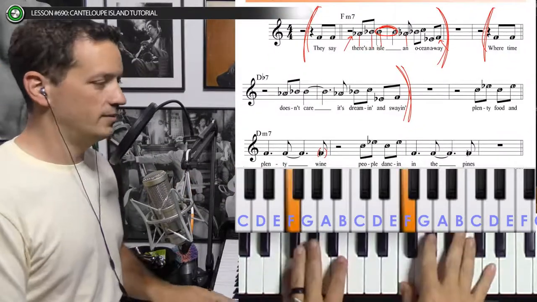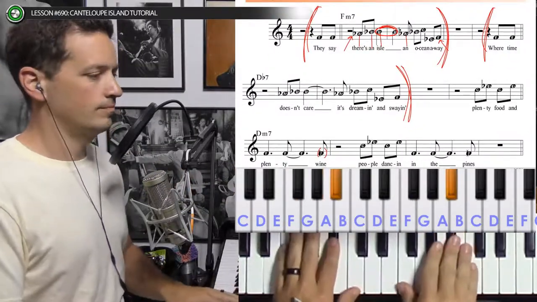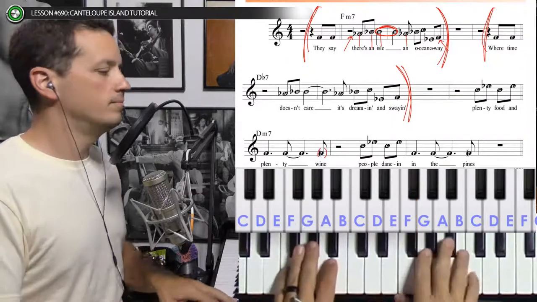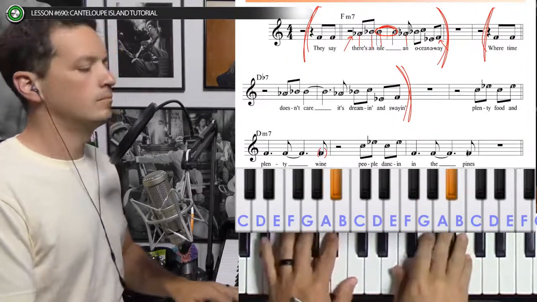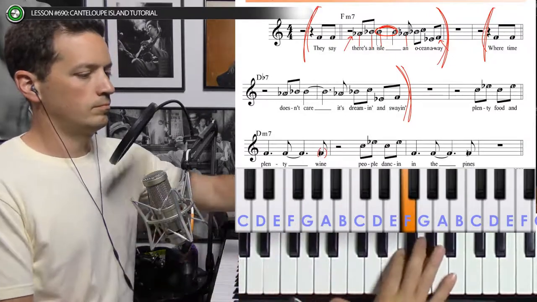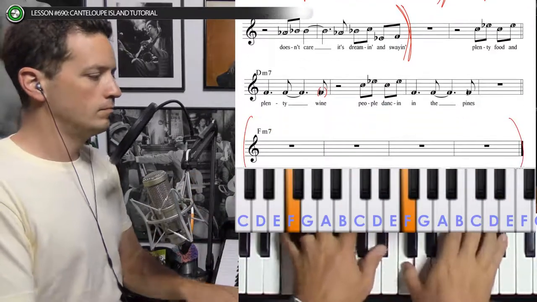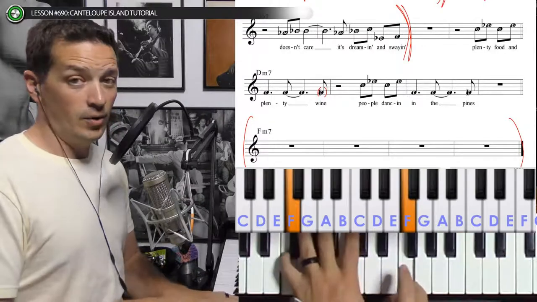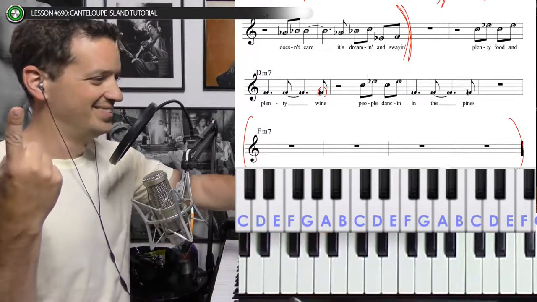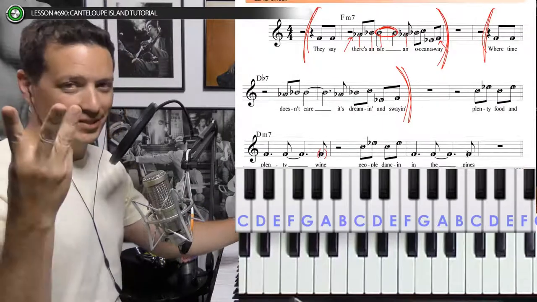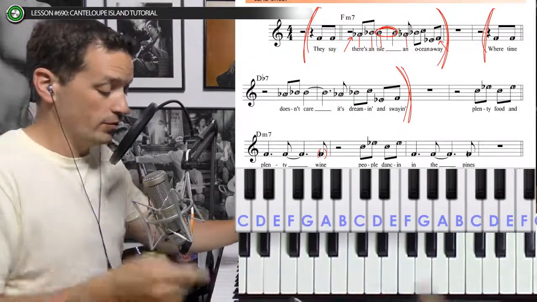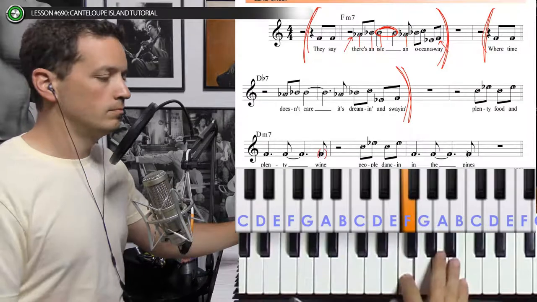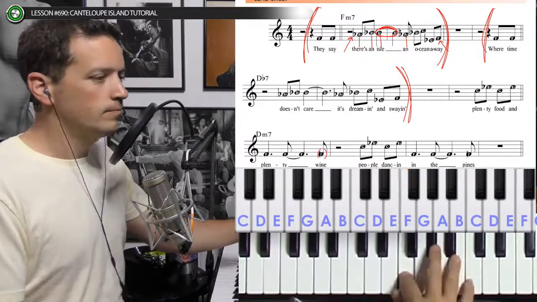More measures and go again. Things in here during that section, but for right now, just maybe mess with the rhythms. Just slightly different than what it was originally.